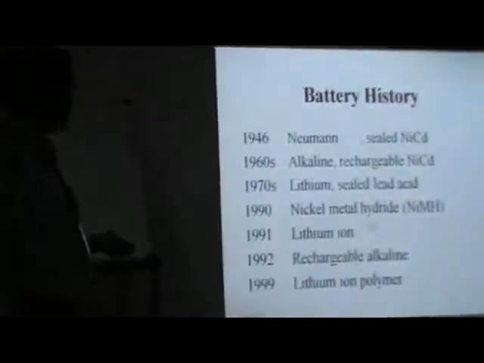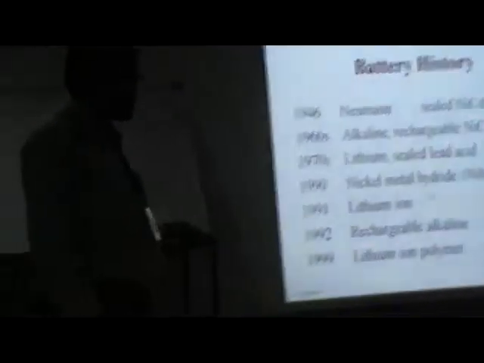Then in 1991, the lithium ion battery. Then the rechargeable alkaline battery. Then the lithium ion polymer battery. These are the history of batteries. After the battery was invented, slowly a lot of batteries were invented according to the chemical reaction, the voltage, the size and the design, and the battery sizes vary.